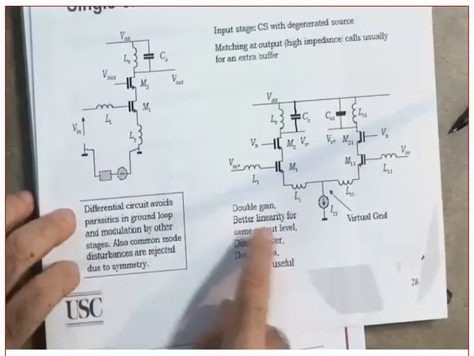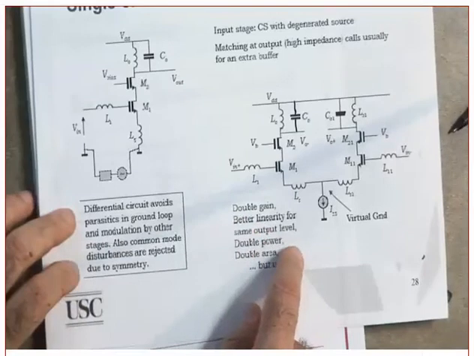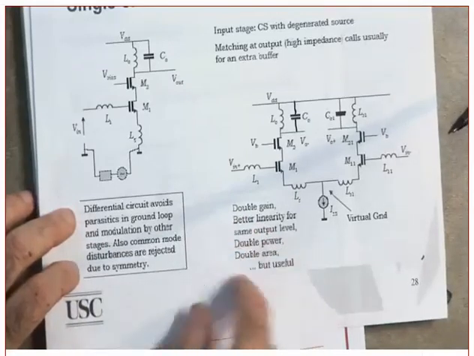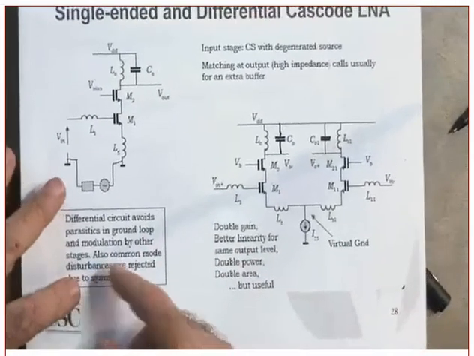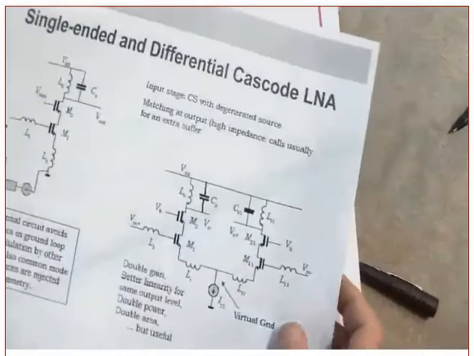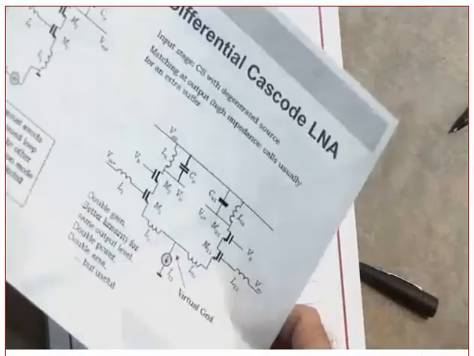Double gain, better linearity for the same output level, but what? Double power, double area, and so on and so forth. Clear? Everything will be double. Clear?